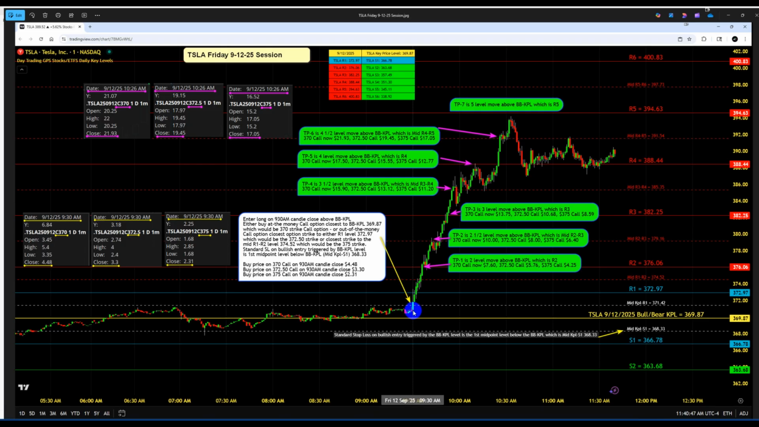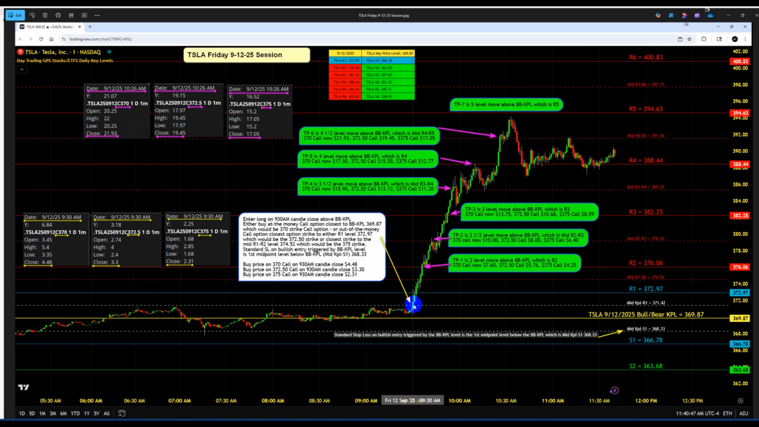Okay, so on this 9:30 a.m. candle here, it opens above the bull-bear key level and also closes above the bull-bear key level, setting the bullish tone for this session. So your entry would be on this candle close on the 9:30 candle, which occurs on a 1-minute chart at 9:31.